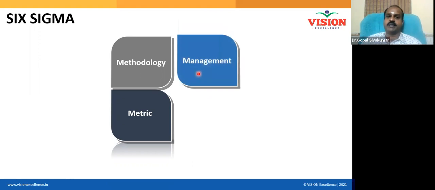Six Sigma is not only a metric, not only a methodology, it is also management. In any Six Sigma project, we carefully form the project team. The project leader should be either a green belt or a black belt. If he is not a green belt, not a black belt, he is not a project leader. Am I correct? Depending on the scope of the project, whether a green belt should lead the project or a black belt should lead the project, it guides. All the team members should be at least yellow belts.